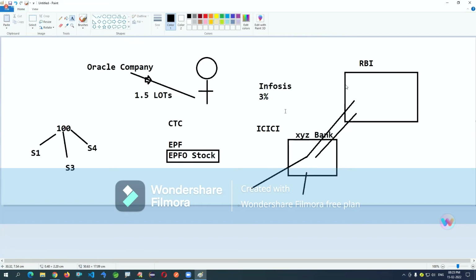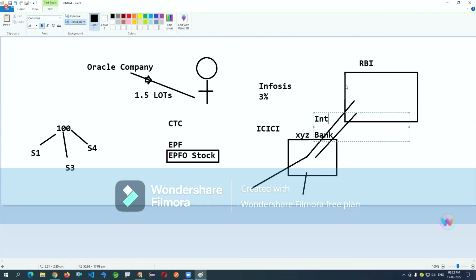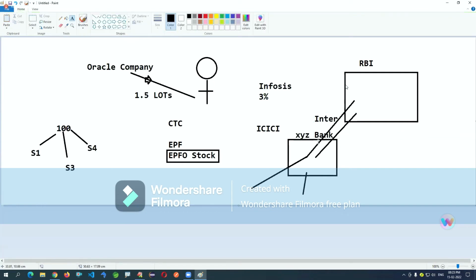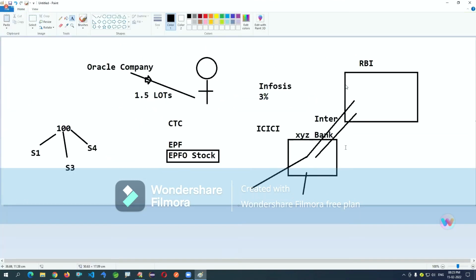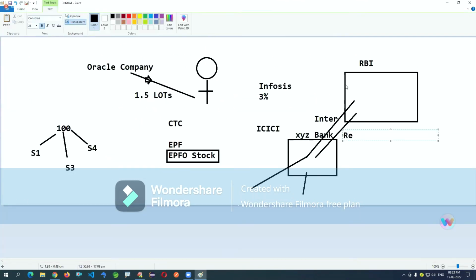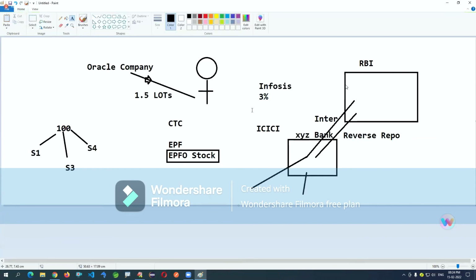They will take it for interest. The interest given by RBI to XYZ bank is called repo rate. And what they pay back to RBI is called reverse repo rate. If XYZ gives to RBI, that is called reverse repo rate. Always the repo rate will be more compared to the reverse repo rate here, because the government will take more from people and give less.